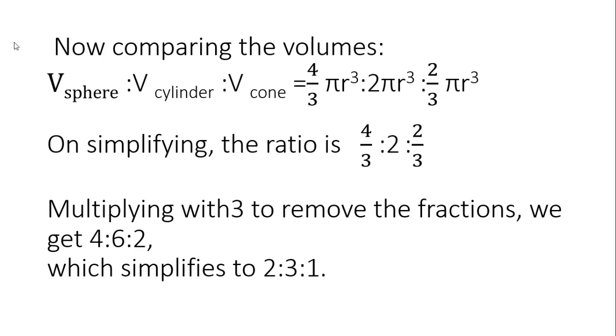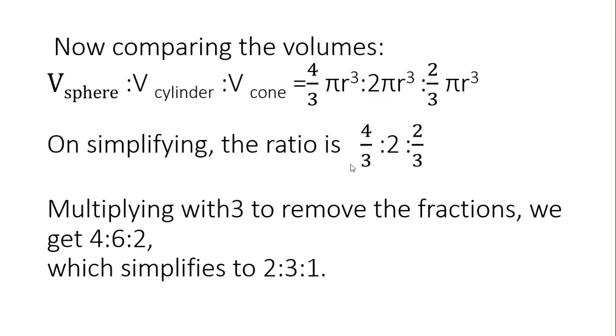We have pi r cube in common, so we are removing that. On simplifying, how does the ratio become? The ratio is nothing but 4 by 3 is to 2 is to 2 by 3. It is in the form of a fraction. In order to get more clarity, we need to multiply all three terms by 3. Then, because in both the denominators 3 is there, it will get cancelled and be in a simplified form.